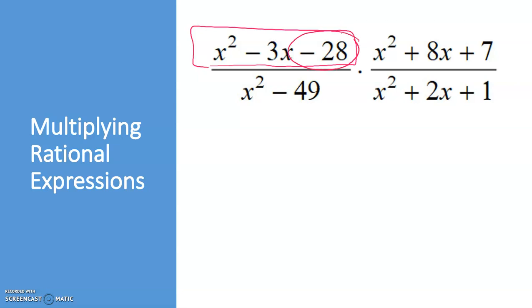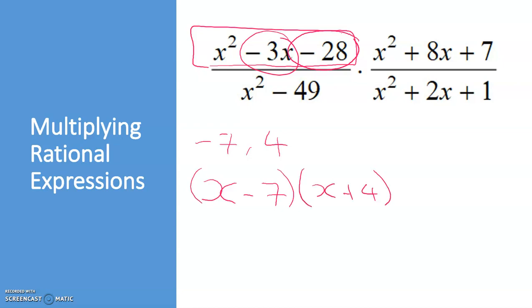So we want two factors of negative 28 that equal negative 3. So negative 28 factors are negative 7 and 4. Now negative 7 plus 4 gives us negative 3, so they are our two factors. So we end up with x minus 7 and x plus 4, replacing the polynomial up the top here.